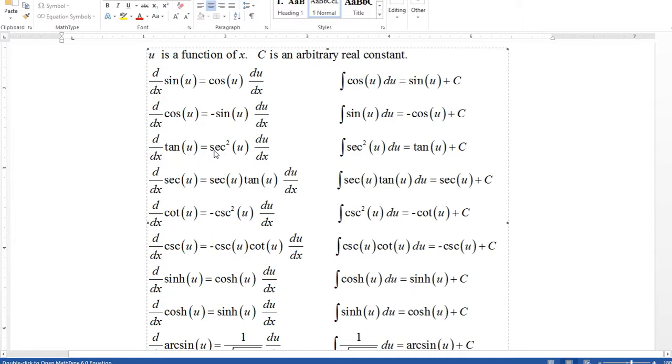Derivative of tangent of u is secant squared of u du over dx. So the antiderivative of secant squared u du is tangent of u plus c. The derivative of secant u is secant u tangent u times the derivative of u, so that means the antiderivative of secant u tangent u du is secant of u plus c. The derivative of cotangent of u is minus cosecant squared of u du over dx. So the antiderivative of cosecant squared of u du is minus cotangent of u plus c.